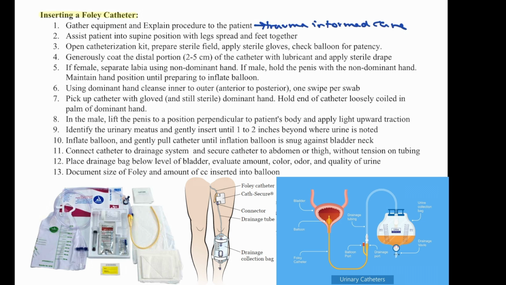We want to inflate the balloon and gently pull the catheter until the inflated balloon is snug against the bladder neck. Connect the catheter to a drainage system and secure it to the abdomen or the thigh without tension on the tubing. Place drainage bag below the level of the bladder. Evaluate the amount, color, odor, and quality of the urine, and document the size of the Foley and the amount of cc's inserted into the balloon.